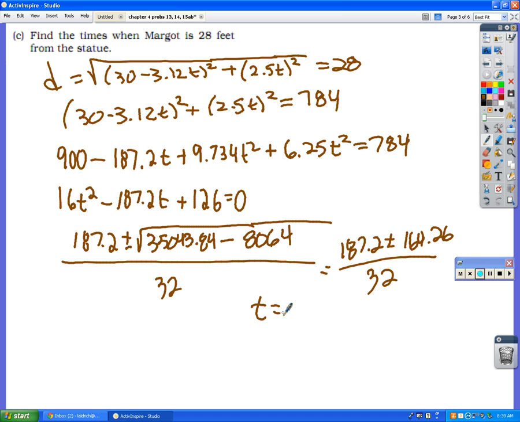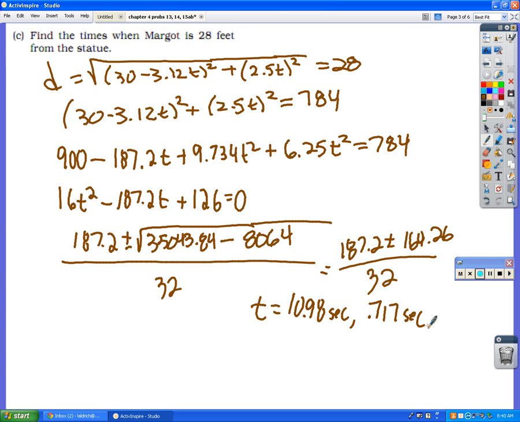187.2 plus 164.26 divided by 32 is what? 10.98 is the plus 1. Okay, 10.98 is the plus 1, so that would be the second time that she is 28 feet away from the statue. What's the first one when you subtract and divide by 32? 0.717. 0.717, Hannah? 0.717, yeah.